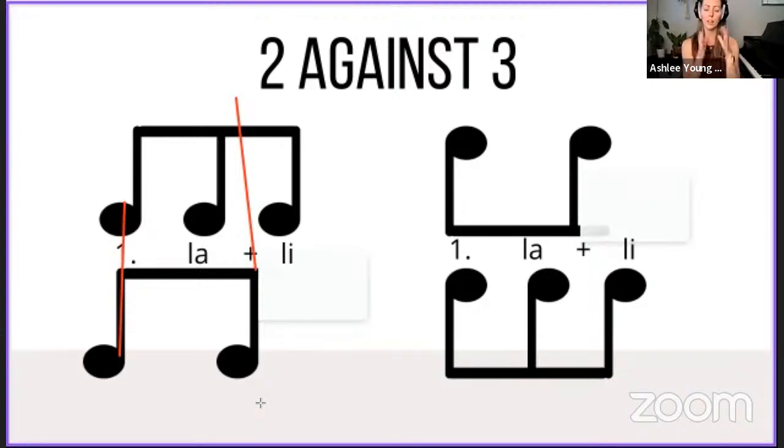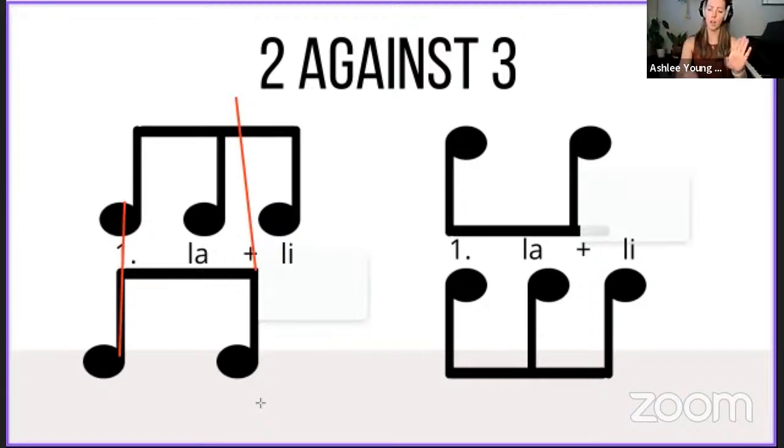Now, once you have that coordination down of together, right, left, right, let's go back and actually apply the counting to it. So it's 1, la, and li. We're going to loop that a few times, and you can alternate between the 1, la, and li and the together, right, left, right, and see how you can bridge the gap between the two. So 1, la, and li, together, right, left, right.